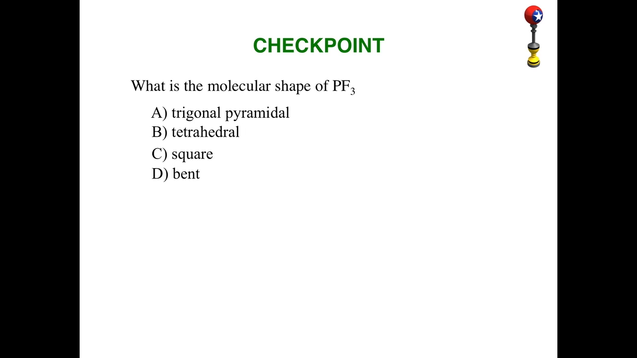So let's have a checkpoint. What is the molecular shape of PF3? After drawing the correct Lewis structure, you should see that phosphorus is a central atom with 3 bonds, each connecting to a fluorine, and then a lone pair also. So therefore, it is 4 electron groups. However, it is connected to 3 atoms only, so the shape of this molecule would be trigonal pyramidal.